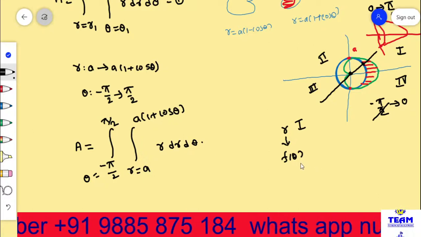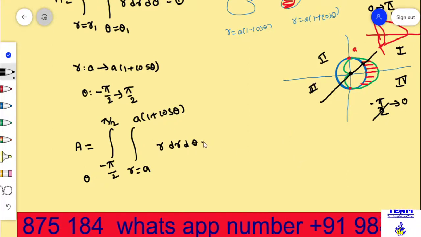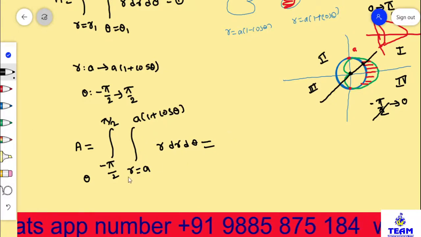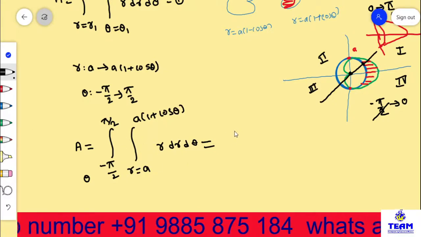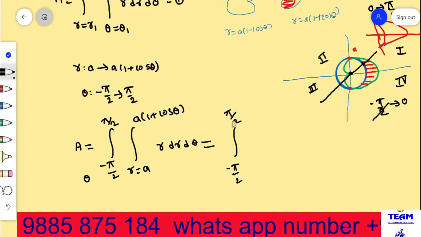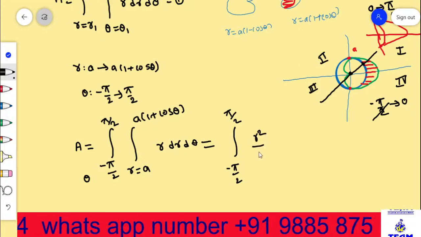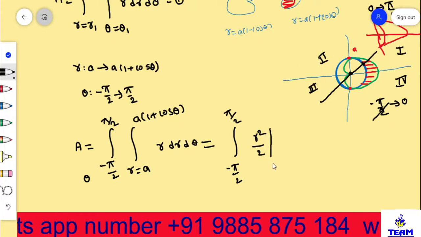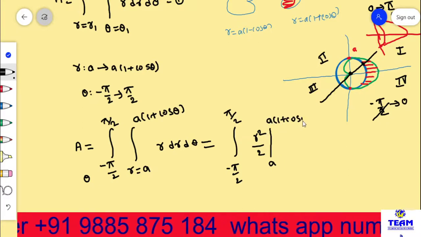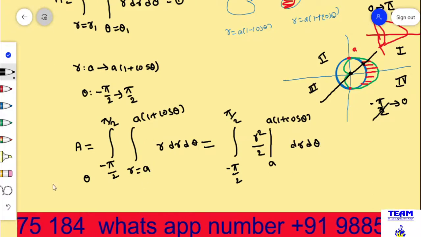Right. Now I am simplifying this one. Now this is equivalent to the integral from minus pi by 2 to pi by 2. I will write one more step for you. Now first I am integrating with respect to R. So the integral of R is R square by 2, with limits A to A into (1 plus cos theta), d theta. Is it clear for you?